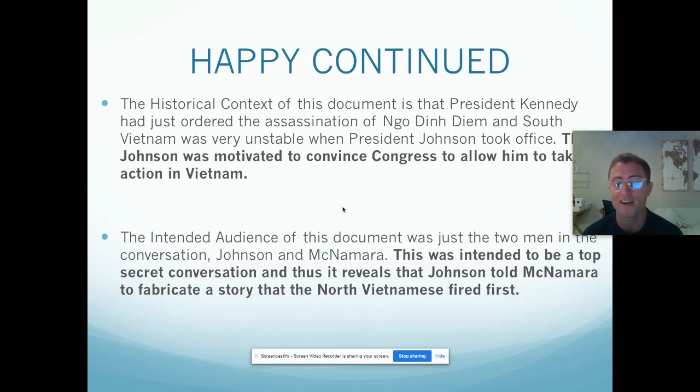And finally, the intended audience of this document was just the 2 men in the conversation. So yeah, this is a top secret conversation. So who's the intended audience? Obviously, it's not the American people. It's just these 2 people, Johnson and McNamara. So how does that help explain the document? This was intended to be a top secret conversation, and thus it reveals that Johnson told McNamara to fabricate a story that the North Vietnamese fired first. That's the HAPPY. We only have to HAPPY 2 documents.